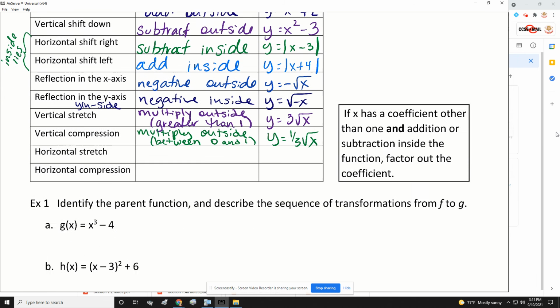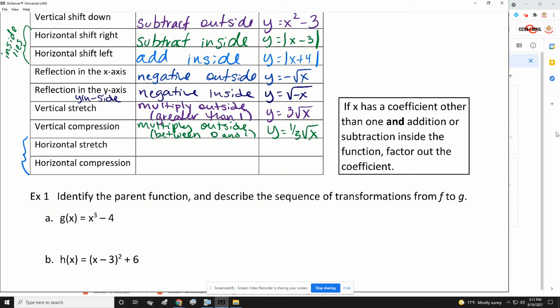Right, and then again, horizontal is the inside, and don't forget that the inside lies. So to do a horizontal stretch, I am going to multiply, and horizontal is inside. But because the inside lies, a small number is actually going to stretch it horizontally. So that'd be like y equals the square root of 0.5x. So stretch it, make it wider.